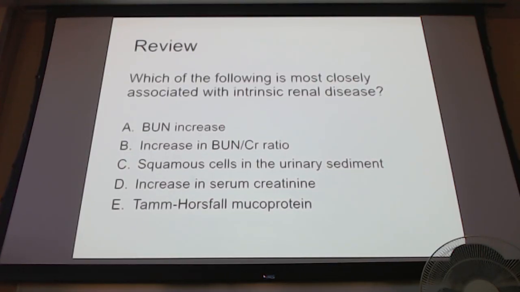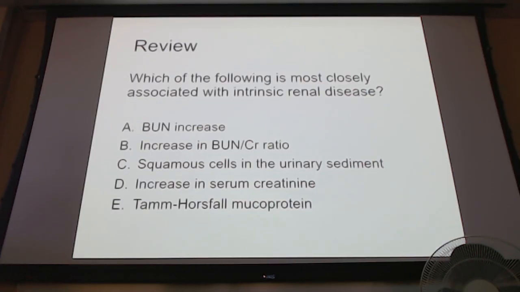What do you think? Delta? Delta. So can somebody have an increase in their BUN from something other than intrinsic renal disease? Can somebody have an increase in their BUN creatinine ratio from something other than intrinsic renal disease? Does intrinsic renal disease cause squamous cells in the urinary sediment? No.